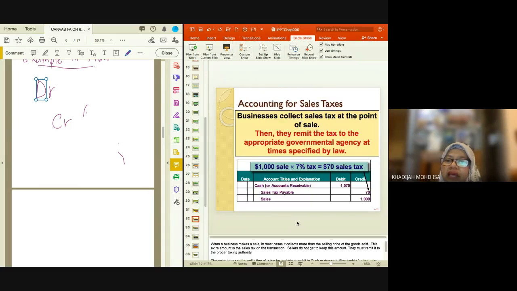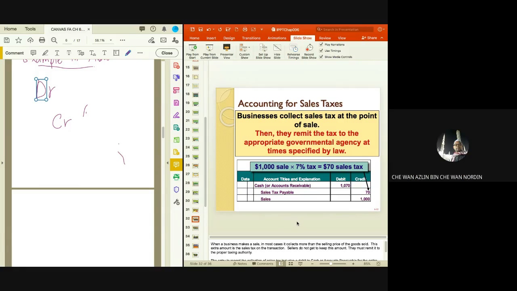All right, okay, sales tax. Normally this is treated like what we had previously. But even though we have sales tax, when you make sales, if there is sales tax in Malaysia, how much is the sales tax? 10%, isn't it? So the example here is 7% tax. If the selling price is 1,000, you have to pay an additional 70 ringgit, right?